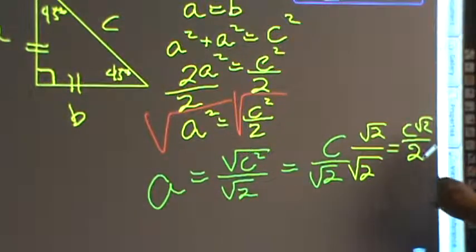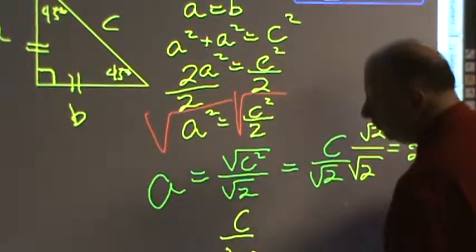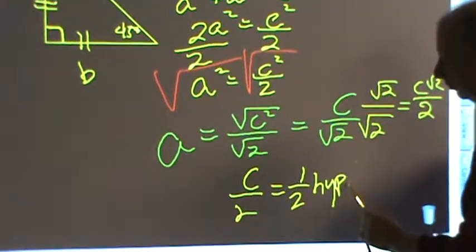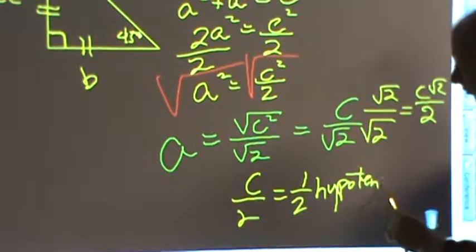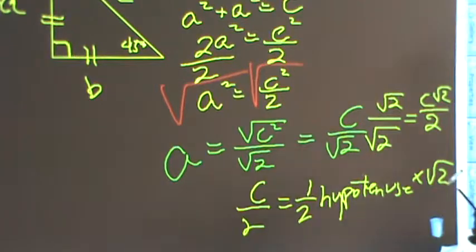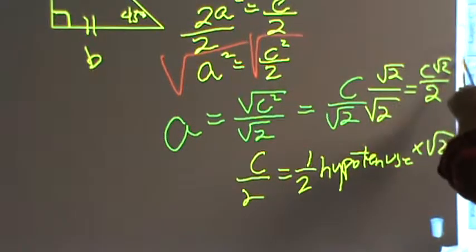Now let's look at what that means. Well, C over 2 is half the hypotenuse times square root of 2. That's the rule, but it's not enough to know the rule. Let's go through one or two examples the long way, and then we're going to see if the rule is true.